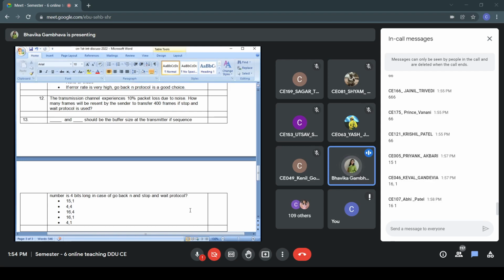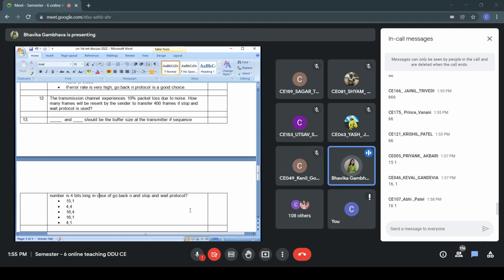What should be the buffer size at the transmitter? 16.1 or 15.1? Okay. Ideally, what should be the buffer size? Those many frames which are going to keep outstanding. Maximum unacknowledged frames which your sender can hold, those many buffers will be required, because you might need to retransmit any of these frames if the acknowledgement is not coming within time.